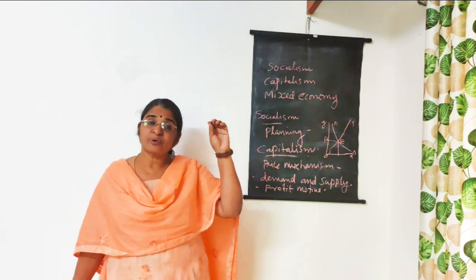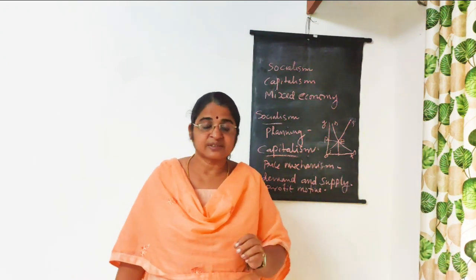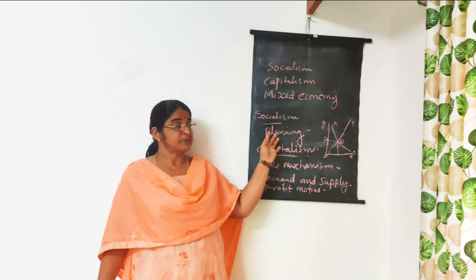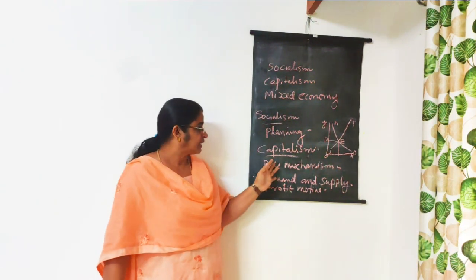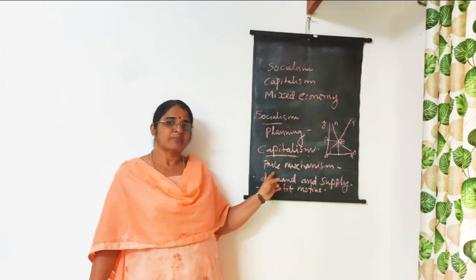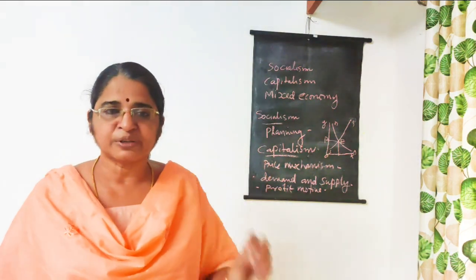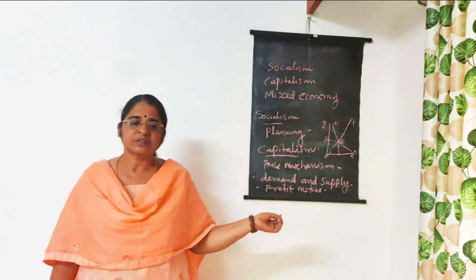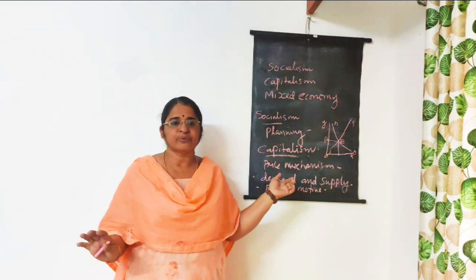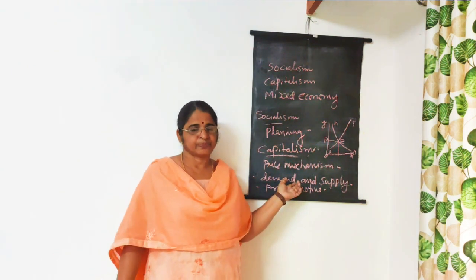The extreme form of socialism is known as communism. That exists in China. Extreme form of socialism is known as communism, communist countries. Then capitalist economy is otherwise known as market economy. Market mechanism or price mechanism plays an important role in capitalist countries. Market mechanism or price mechanism means the free play of demand and the forces of demand and supply.